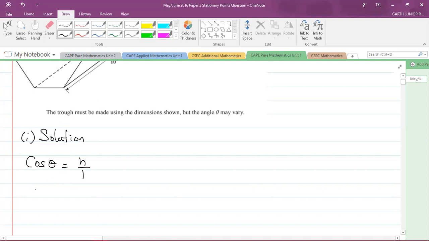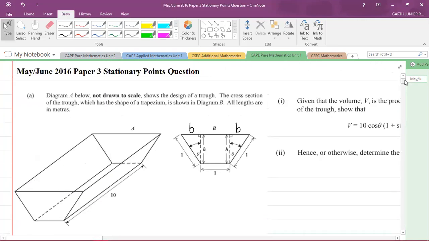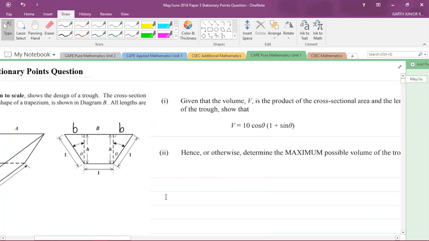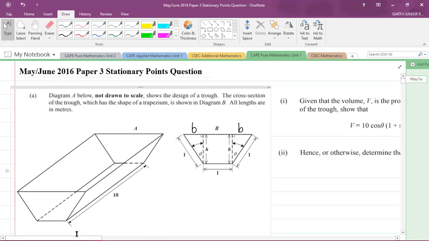Okay, so I have h divided by 1, which we can write as h, right? So I can say that h is equal to cos theta. Because in order to find the area, I need to know what the side h is, and I need to know what the side b is, in terms of theta, because we're dealing with trigonometric functions here. So h is equal to cos theta.